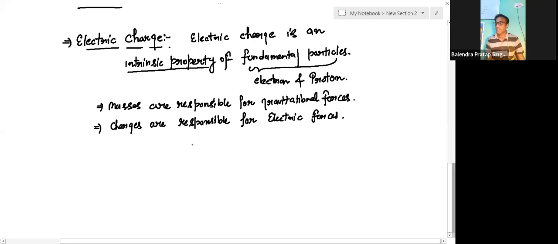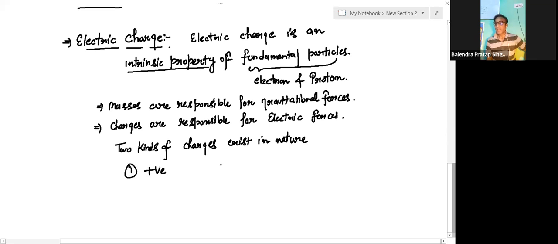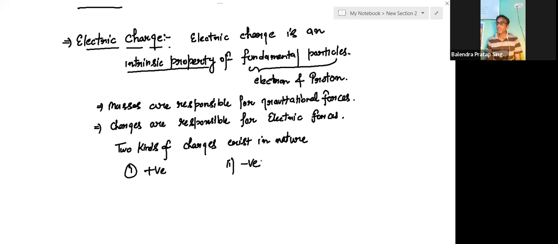So there are two kinds of charges that exist in nature. One is positive and the other one is negative. If a particle is neutral, then we say it has an equal amount of positive and negative charges. Then the body is neutral.